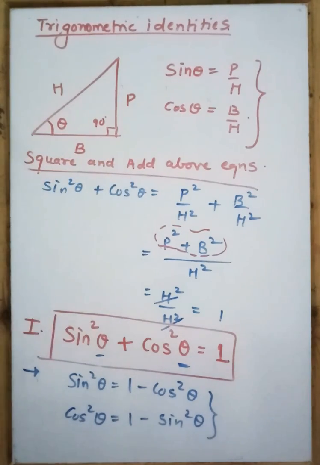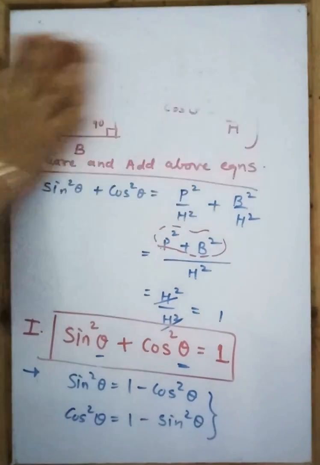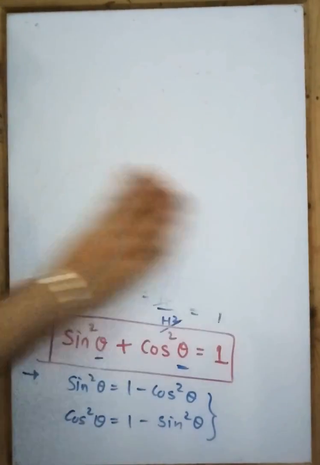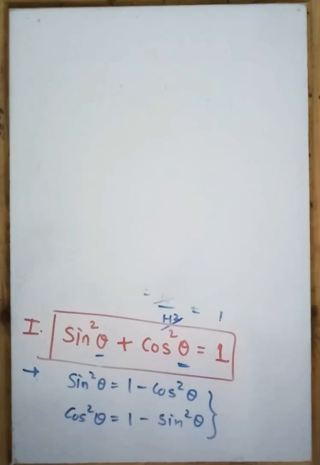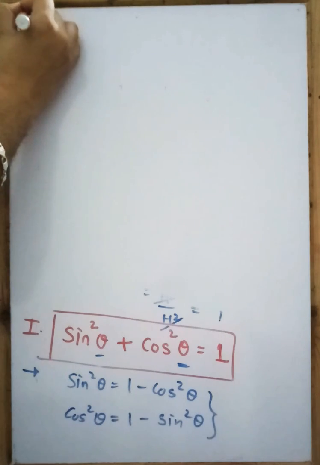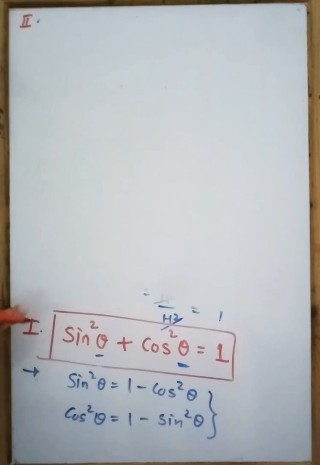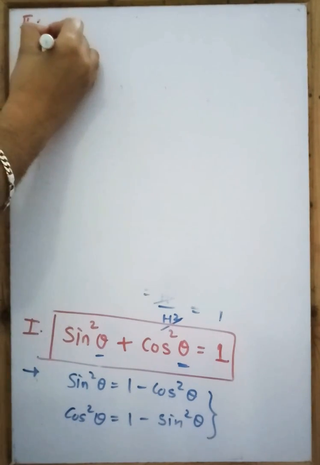Now let us go to the next identity, which will follow from identity number 1. I hope you are all able to understand. This thing is easy, it is not very difficult. So identity number 2. In order to get to identity number 2, I will start from identity 1 only.